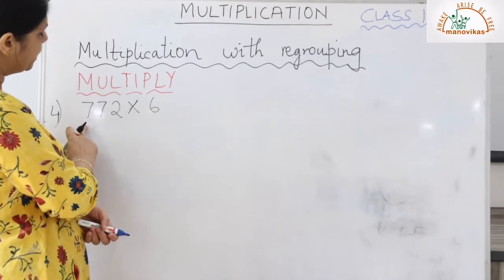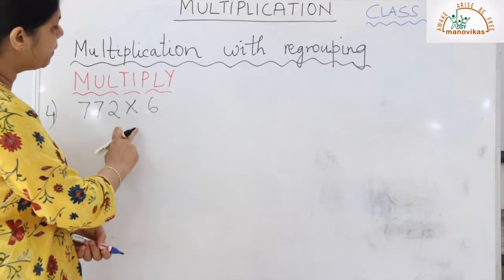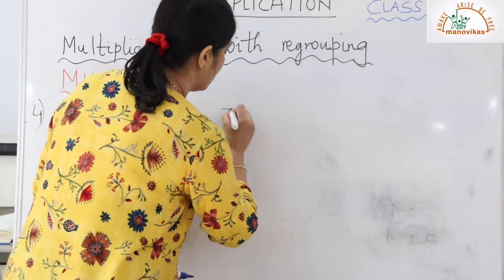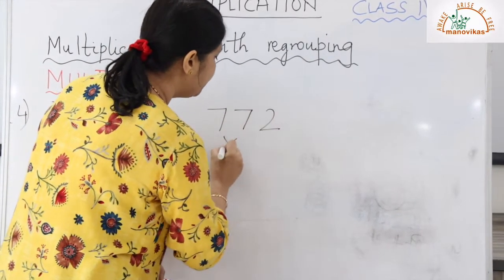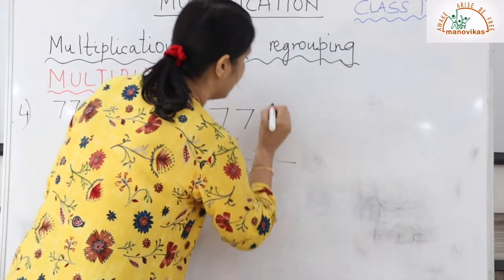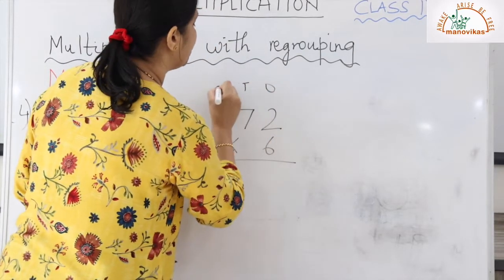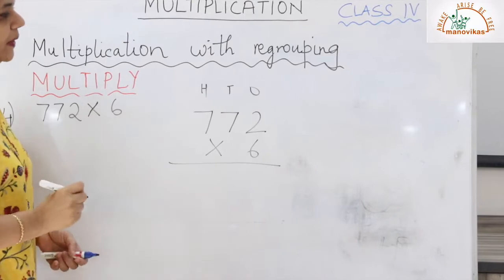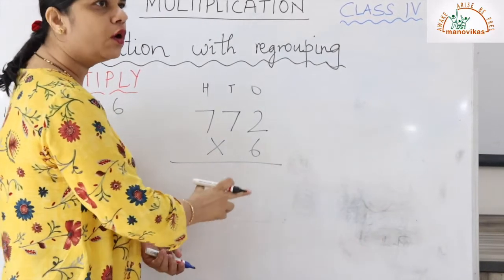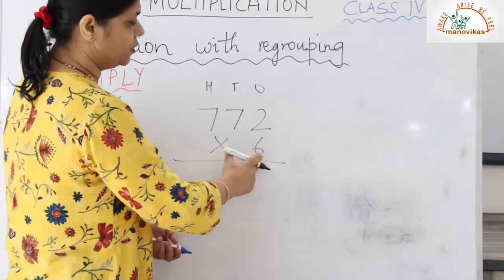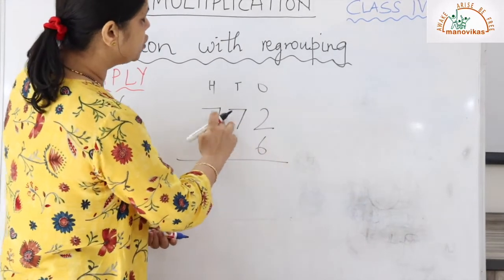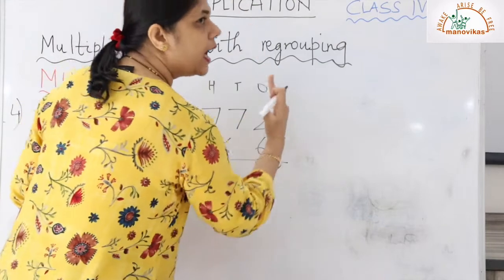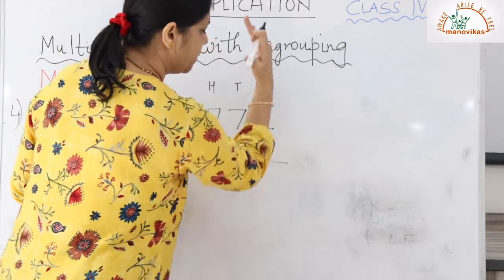We have the sum here, 772 multiplied by 6. So we will multiply 772 multiplied by 6, right? Ones place, tens place and hundreds place. Now which digit you are going to multiply? 6. You are going to multiply 6 with all the digits over here, but start with the ones place.